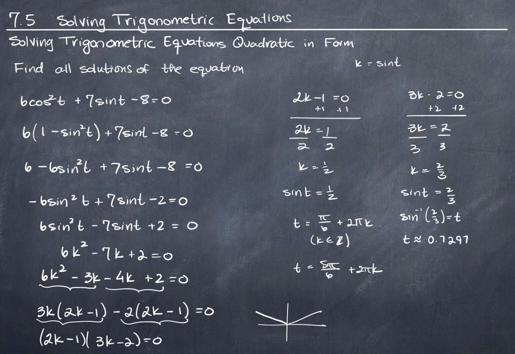If I went another decimal place, I'd get 0.729727, so I'm going to go with 0.72973. Five decimal places, I like that. So there's a value for t that also solves this original equation, but it's just my reference angle. It's about 70%, a little more than 70% of a radian.